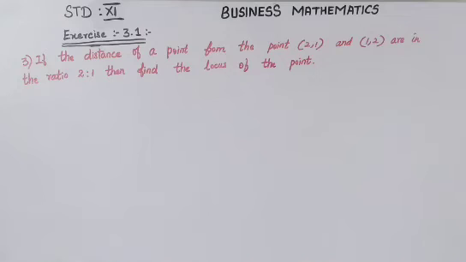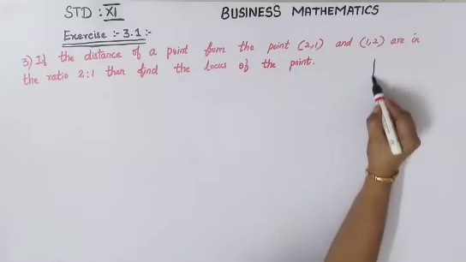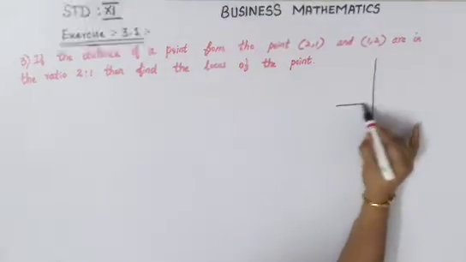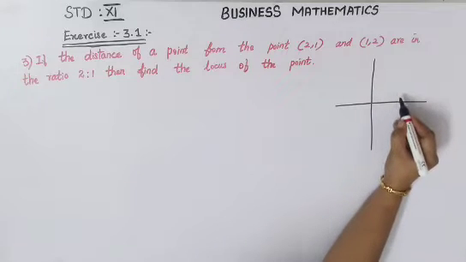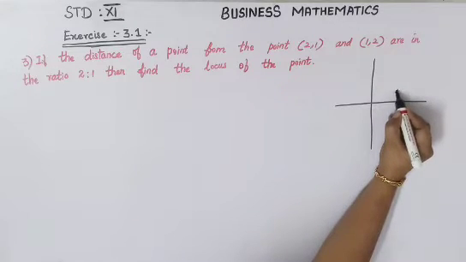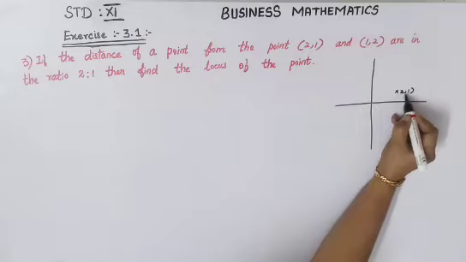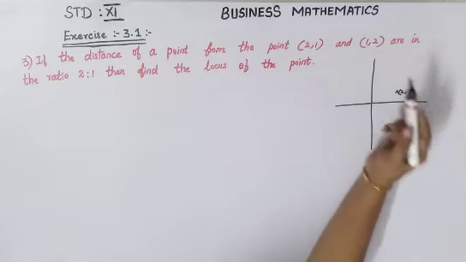Third question: if the distances of a point from the points (2, 1) and (1, 2) are in the ratio 2:1, then find the locus of the point. They have given you the distance of a point. Just plot it in a graph. First point is (2, 1): on your x-axis 2 and on your y-axis you will have 1. So somewhere here you will have (2, 1). And your second point is (1, 2).